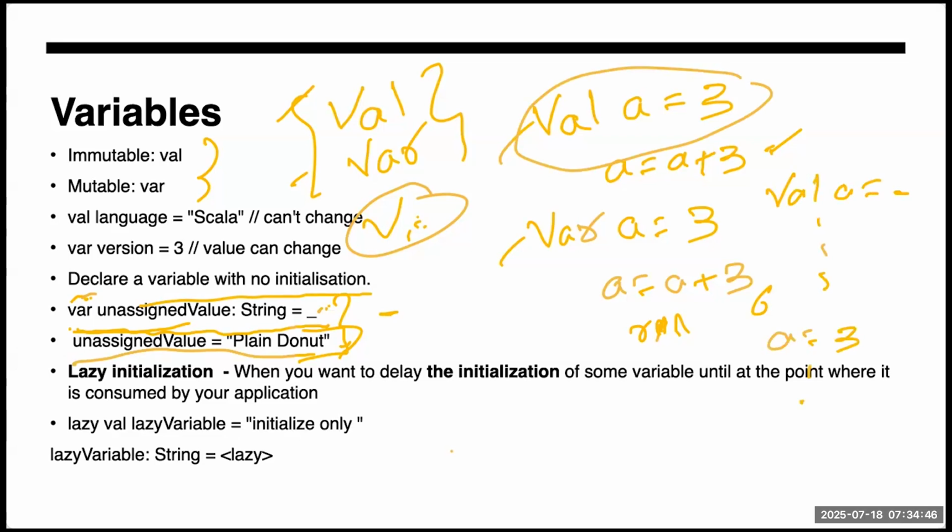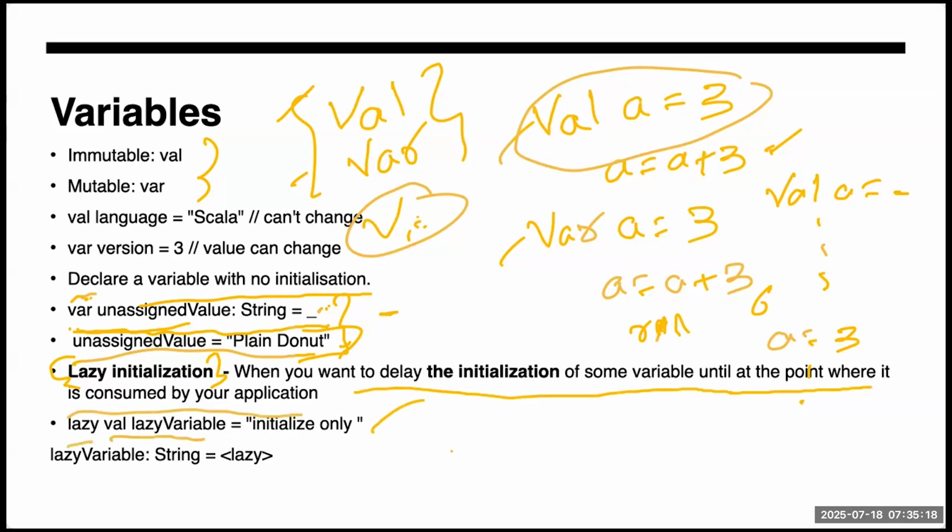Lazy initialization. You remember the lazy evaluation in Spark, where unless you perform an action, it won't do the things, right? Transformations and actions. Yes, that we call lazy evaluation. So like in Spark, in Scala we also have lazy initialization. When you want to delay the initialization of some variable until the point where it is consumed by your application, you can define it like that.